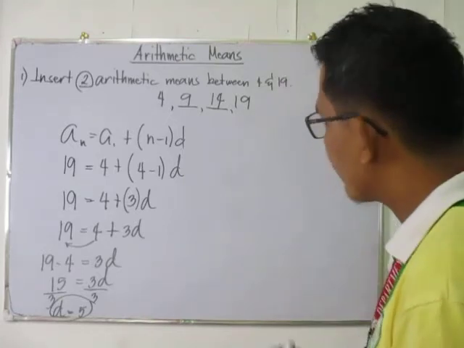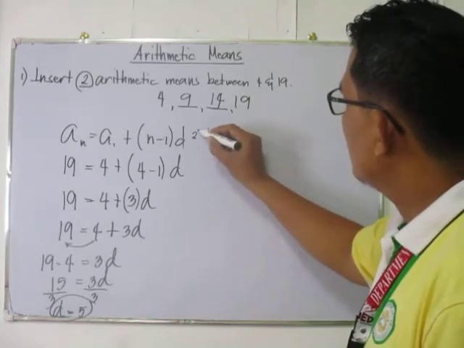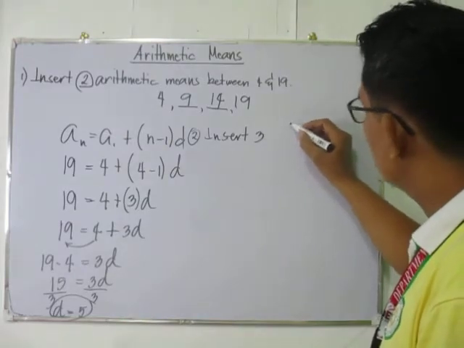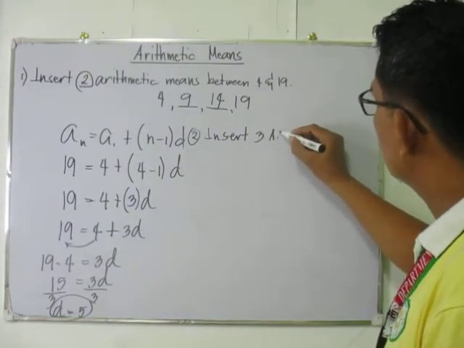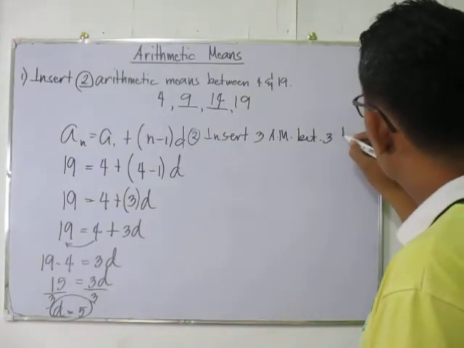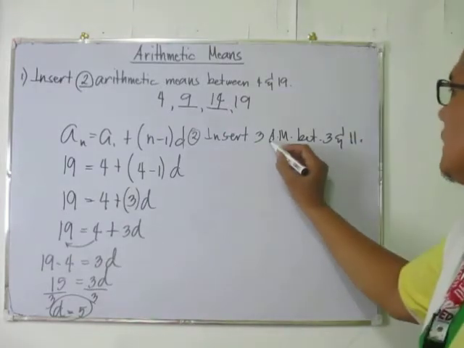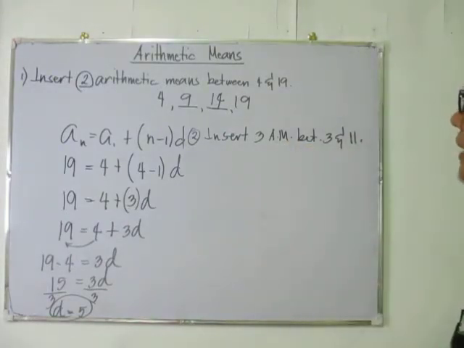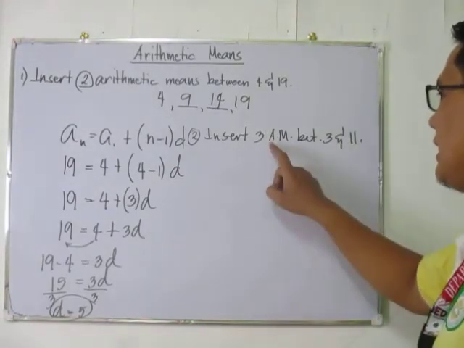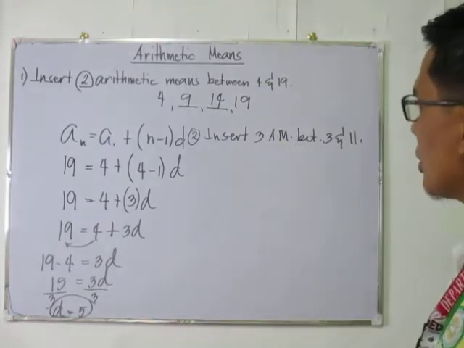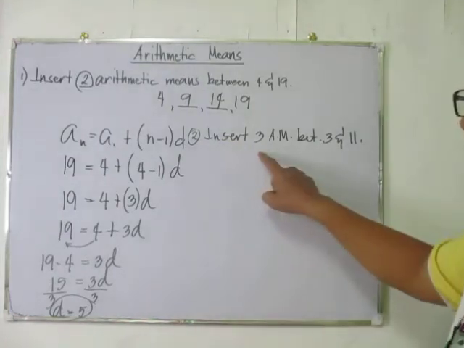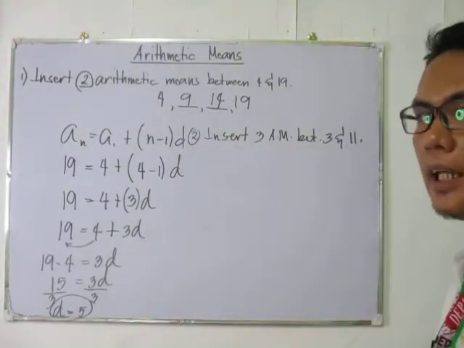Another example. So, let us shorten our arithmetic means, that is AM. Okay, that does not mean morning, but it means arithmetic means. So on example number 2, problem number 2, we're going to insert 3 arithmetic means between 3 and 11.